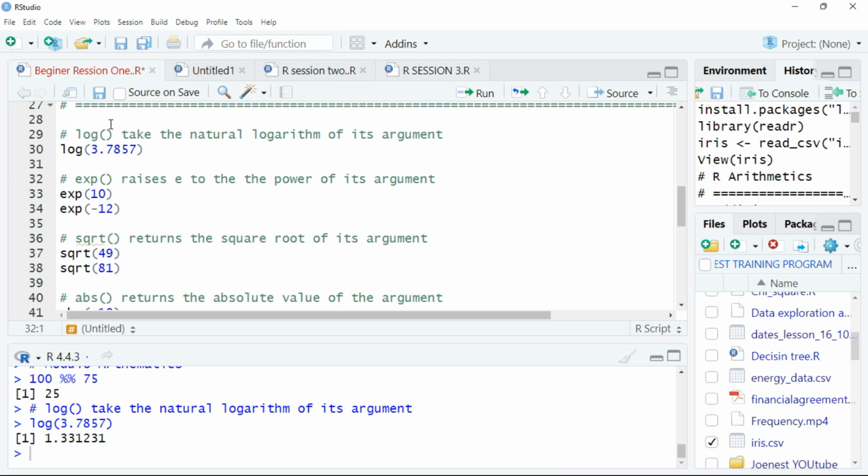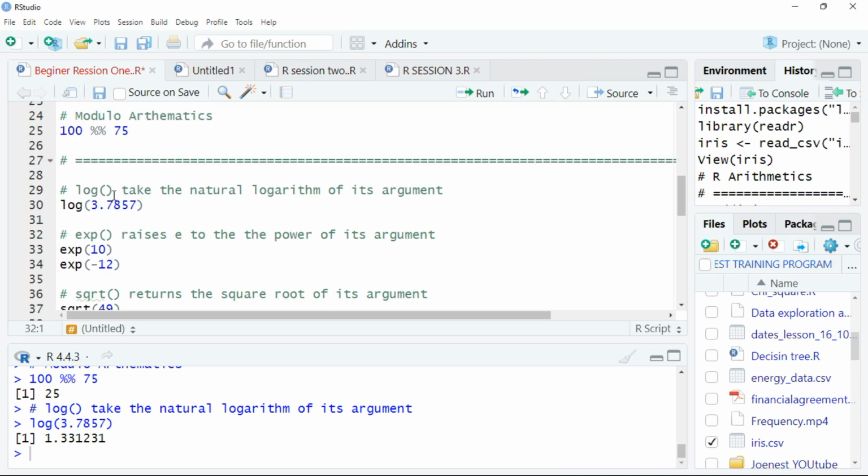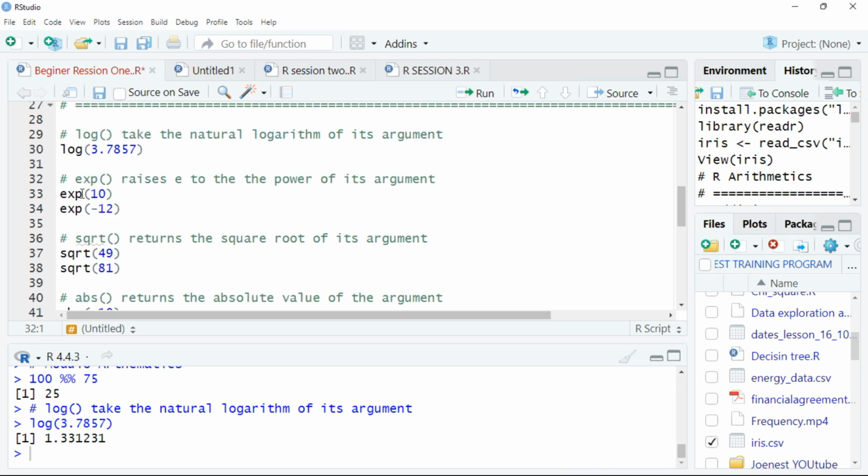1.331231, and then the exponent raised to what power? The argument. So at the end of the day, you will see that we have the power function with 10. It gives us the number of times that the base is repeating itself. For example, if you have 10 raised to the power 5, we are going to have 10 times 10 times 10 times 10 times 10. That's how it works.